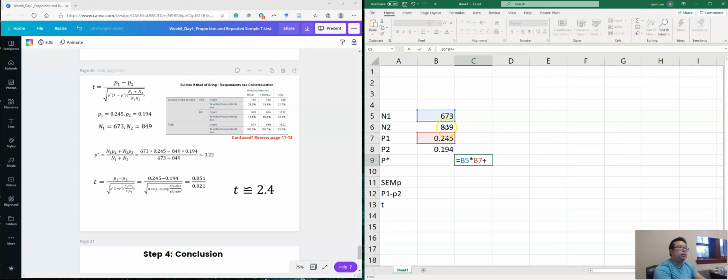And then plus N2, so focus here. N2 multiplied by P2. All right, so N1 multiplied by P1 plus N2 multiplied by P2 here, right? Okay, this is the numerator. And let's calculate the denominator here. So N1 plus N2.